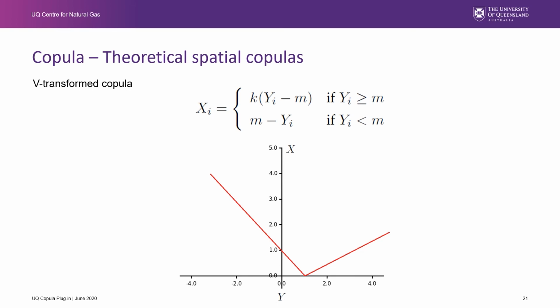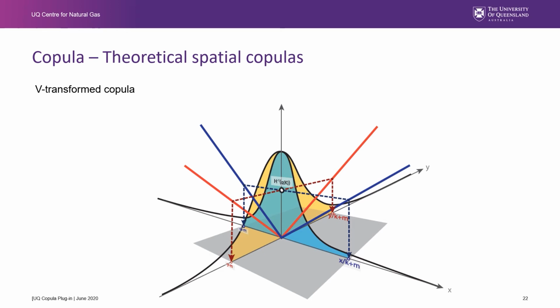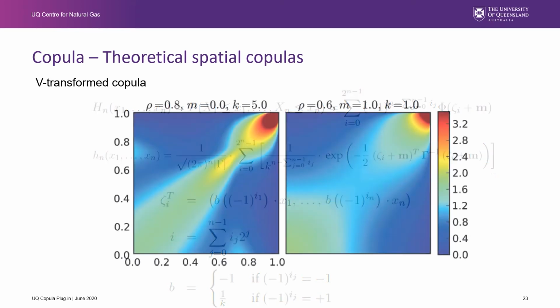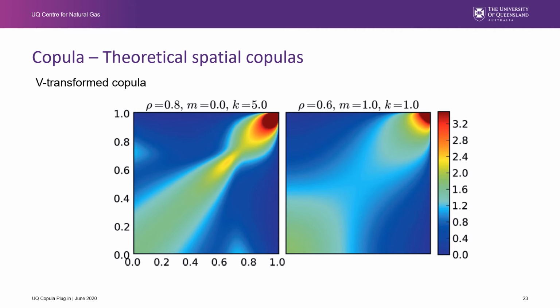So the problem with this V transformation is that it gets rather complicated for higher dimensions. So this is just a one-dimensional representation of this V transformation. In 2 dimensions, that is what the V transformation would look like. And if we are talking about n dimensions, then we end up with a rather nasty equation, which, however, leads to the so-called V-copula, which is represented here. And you can see these are again density plots of the V-copula, and you can see that those copulas are no longer symmetric.